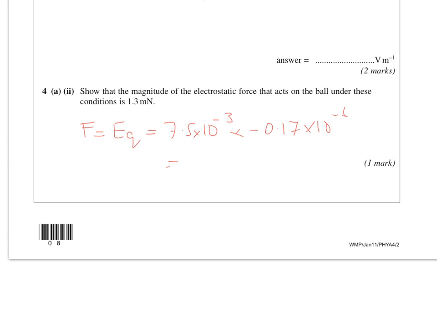Equals minus 6 minus 1.275 times 10 to the minus 3 equals minus 1.3 times 10 to the minus 3 newtons, or minus 1.3 millinewtons. It wanted the magnitude, so we can just cancel out all these minus signs because we're not interested in the sign, we're just interested in the magnitude.